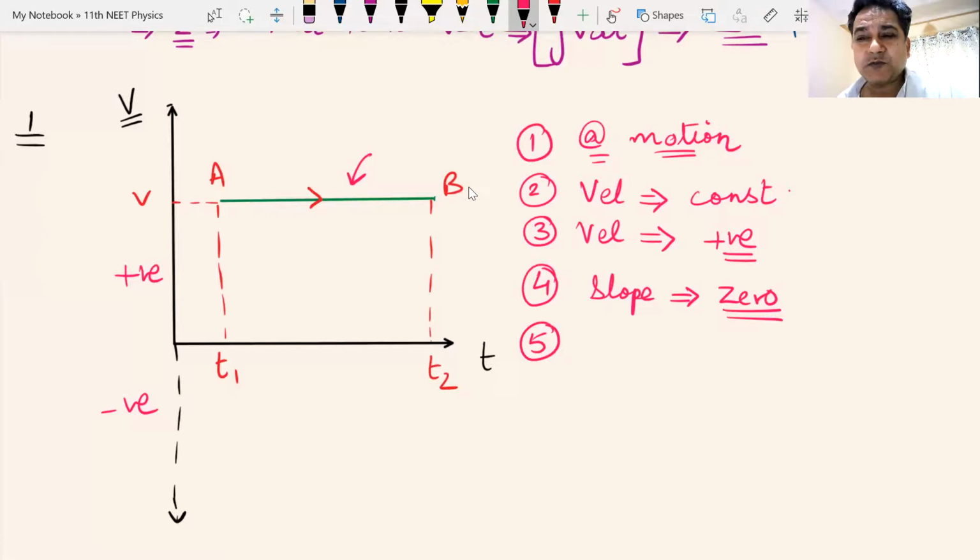Let us talk about the fifth point. If the slope is 0, what about the acceleration of this particle? See, you can understand it from here also. Velocity is constant, velocity is positive. So what about acceleration? Acceleration has to be 0 because velocity is constant. Am I clear?